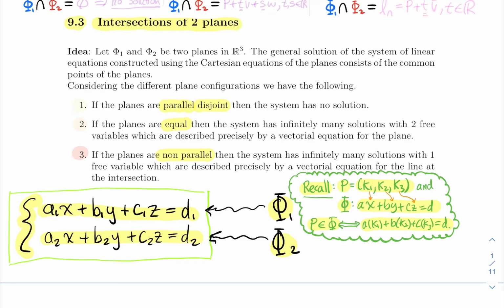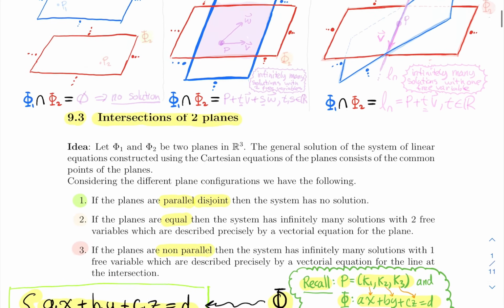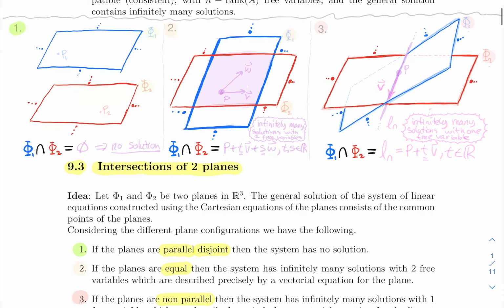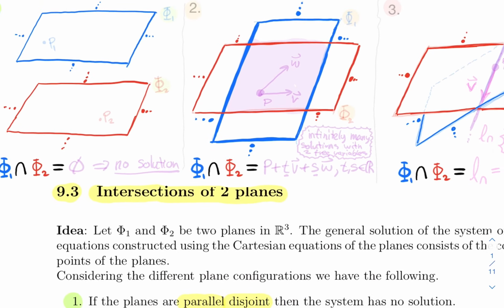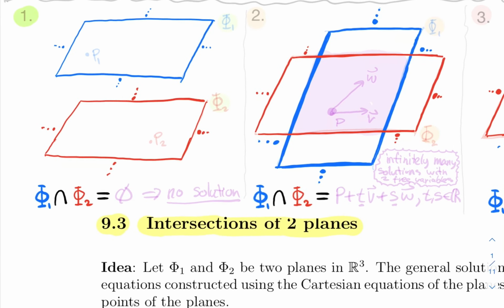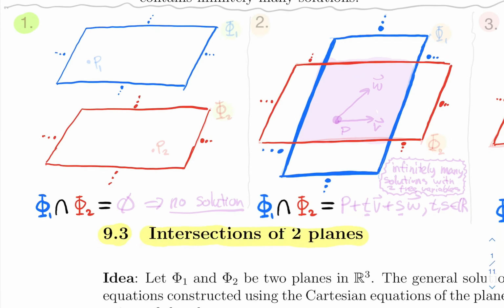So let's look at the first case, the case when two planes are parallel disjoint. So in that configuration, we have two planes, phi1 and phi2. I drew my phi1 here in blue and my phi2 here in red. These two planes are parallel disjoint. Of course, I'm not going to draw it here, but if you draw two normal vectors, one for phi1, one for phi2, you could check right away if these two planes are parallel just by checking if these two vectors are parallel.